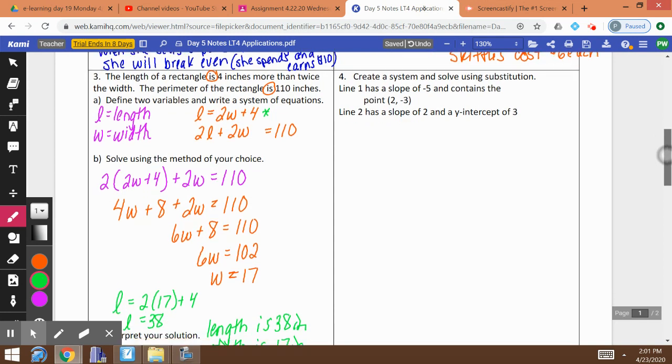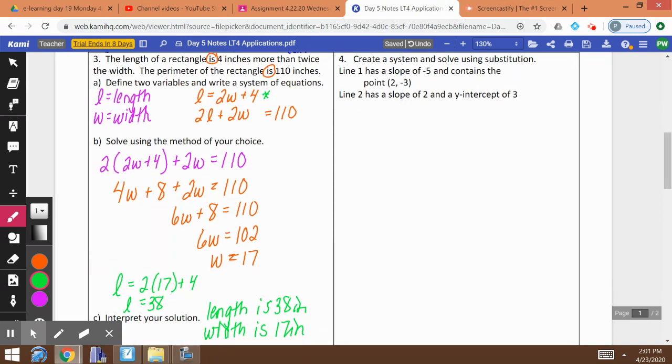All right, number 4 looks a little bit different here. Here it says two different lines. Create a system and solve using, okay, this one I told you to use substitution. Really, we could have used either method. I just said substitution here. So line 1. So really, these are going to be our two different equations. It has a slope of 5 and contains the point (2, -3).